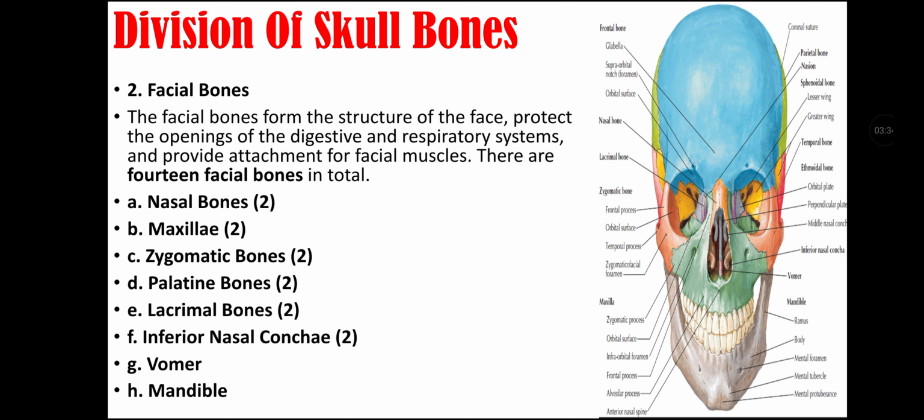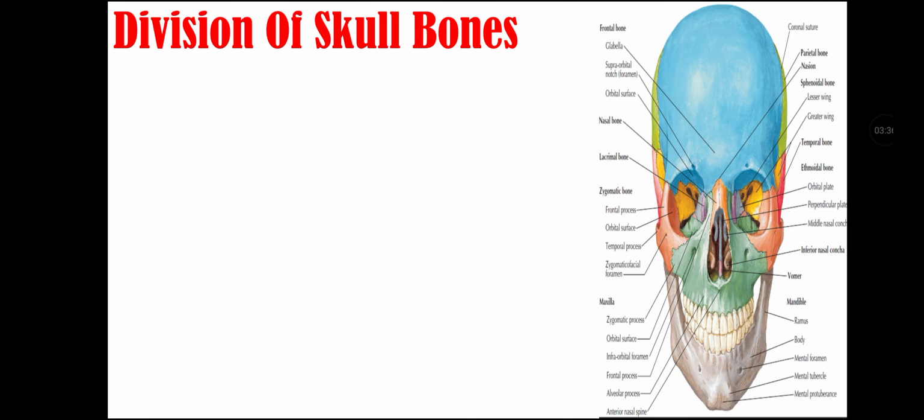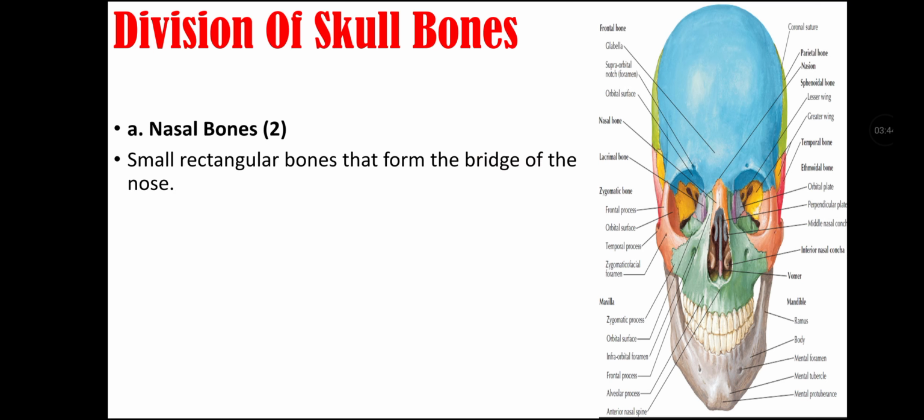Now let's talk about these facial bones one by one. So first facial bone we have is nasal bone. As you can see in the diagram, it is a paired bone. That means there are two nasal bones in every skull. It is a small rectangular bone that forms the bridge of the nose.